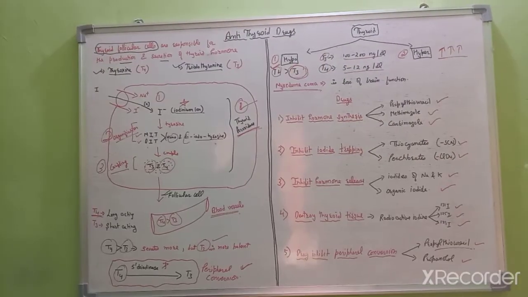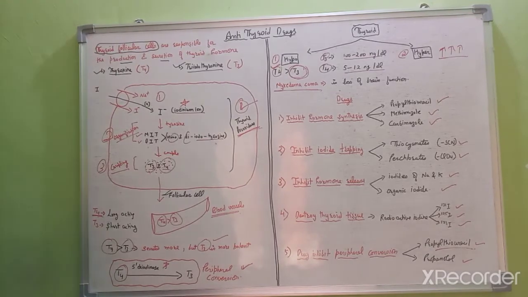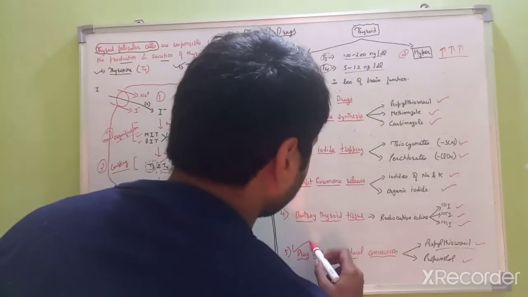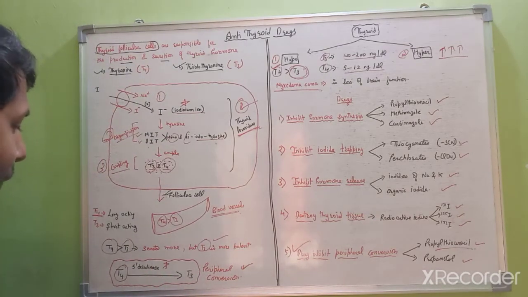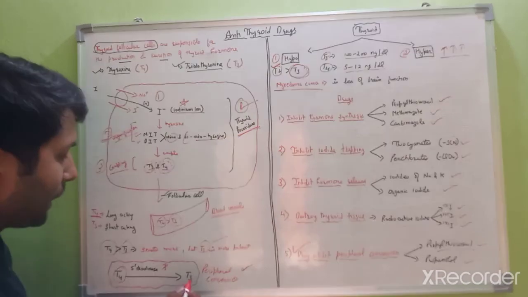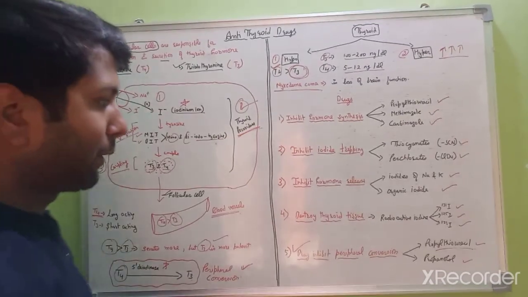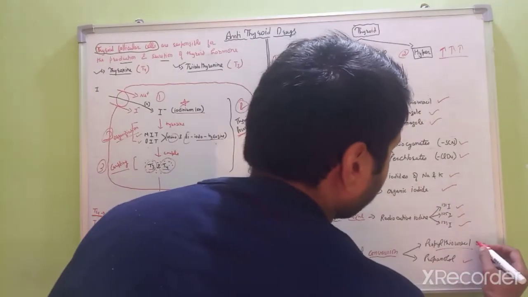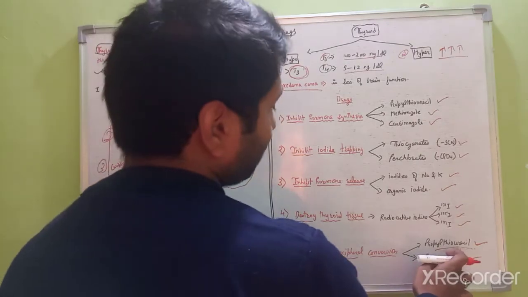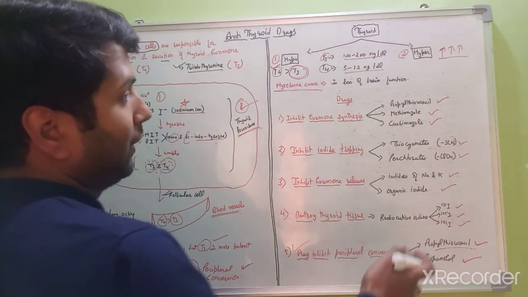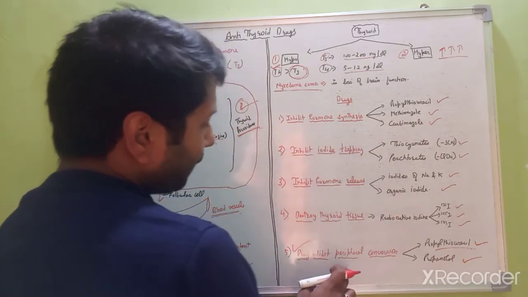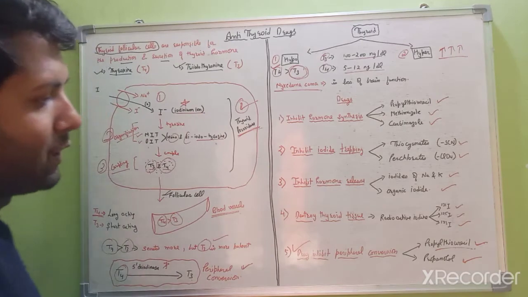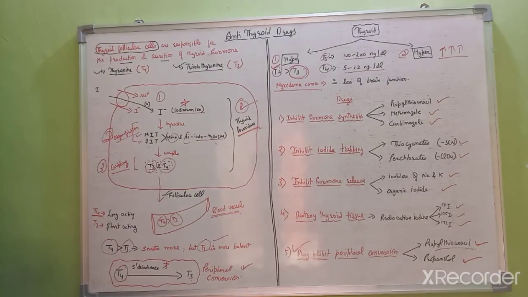Next is drugs that inhibit the peripheral conversion, that is, the drug will inhibit the conversion of T4 into T3, so that T3 will not be produced. In this category we have propylthiouracil and propranolol. Remember guys, propylthiouracil has a dual mechanism of action. First, it inhibits hormone synthesis, and second, it inhibits the peripheral conversion. So let's discuss these drugs one by one.